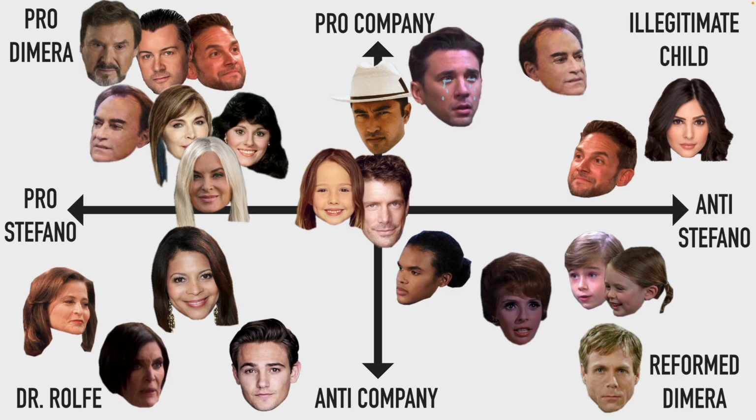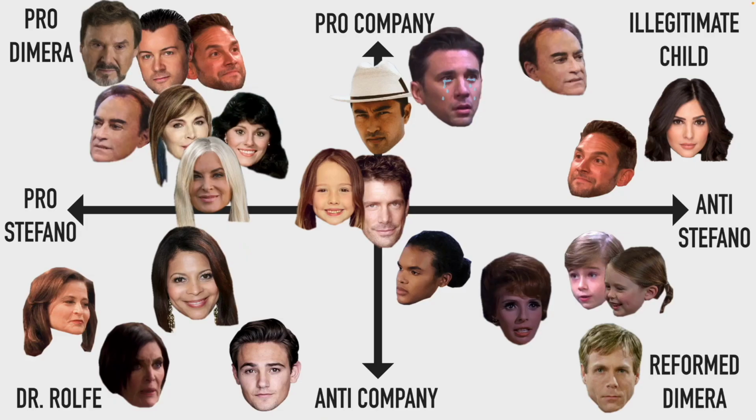Let's start with EJ, as he's ranked number 2. EJ is very pro-company, and he's very pro-Stefano. But he's not as pro things as Stefano is, because you can't match Stefano. Stefano's like the ultimate Dimera, of course. But anyway, EJ's number 2.